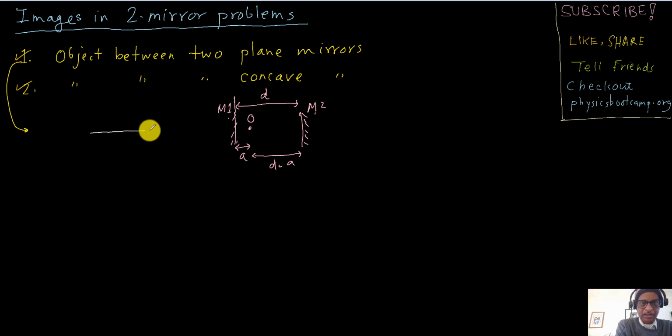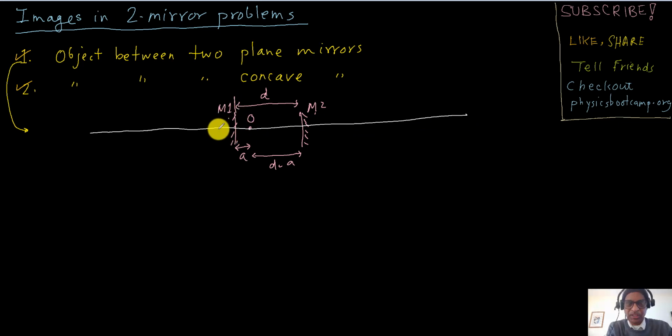So let's draw a line to look at the images. Just from the reflection in M1, there will be an image here. So let's call it the image from reflection in just M1. And if you look on this side, this image will be D minus A distance away, and this will be A distance away from there.